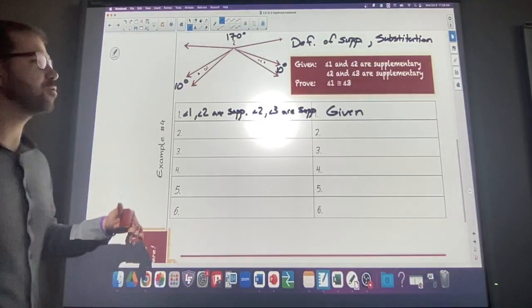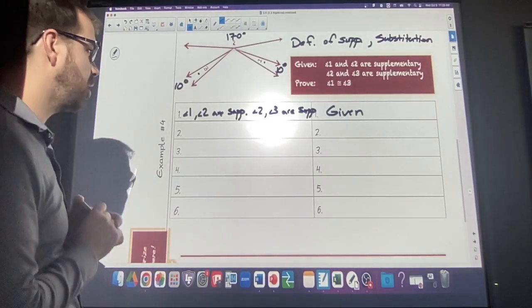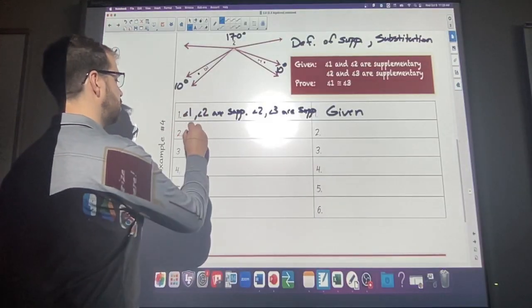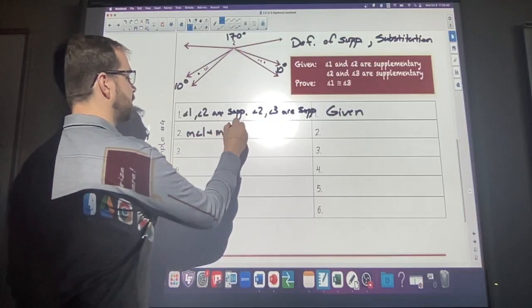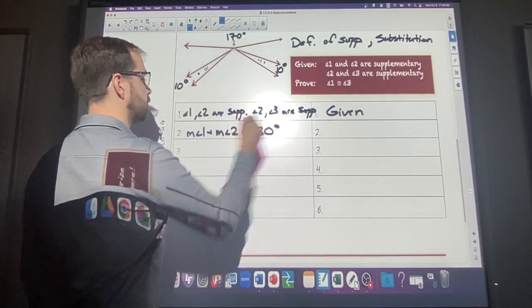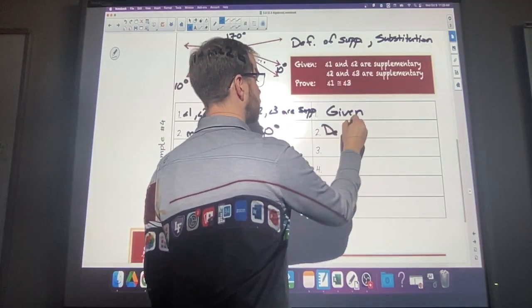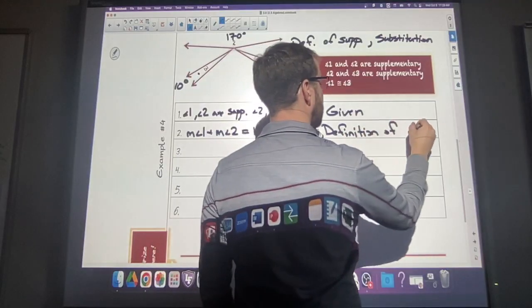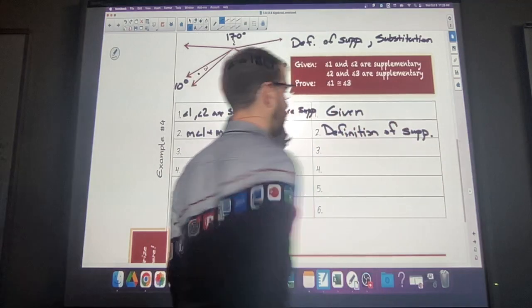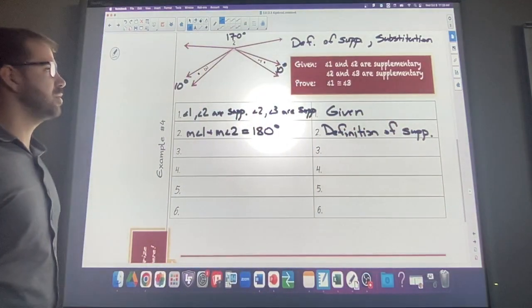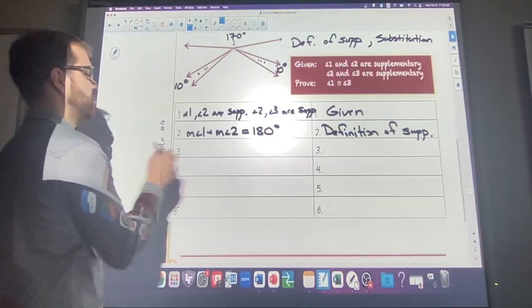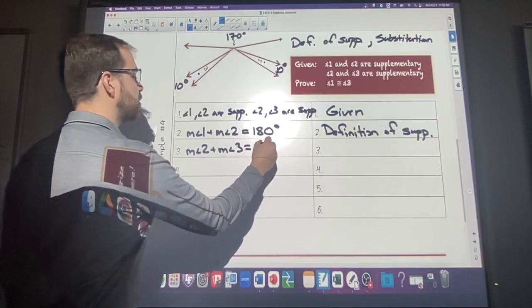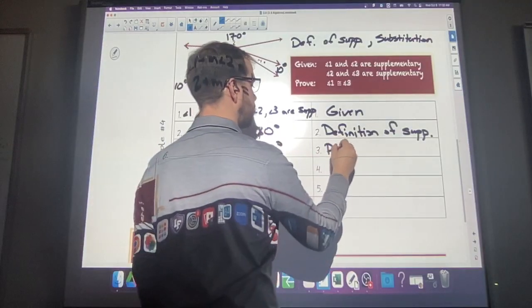It's not a super long proof, but it is a little different from what we did. All right, so first thing, I'm going to say that 1 and 2 make 180. So I'm going to say the measure of angle 1 plus the measure of angle 2 equal 180. And that is the definition, and I'll actually write it out: definition of supplementary. And I'm also going to say the same thing for 2 and 3. The measure of angle 2 plus the measure of angle 3 equal 180. And that's the definition of supplementary.